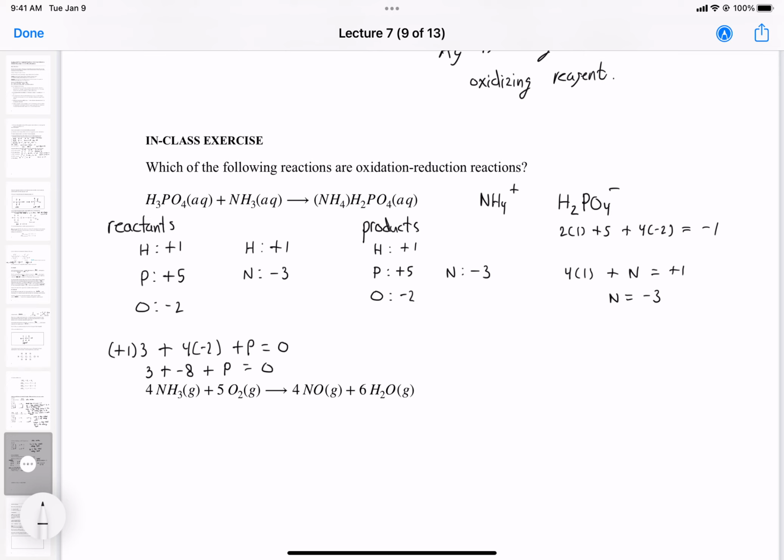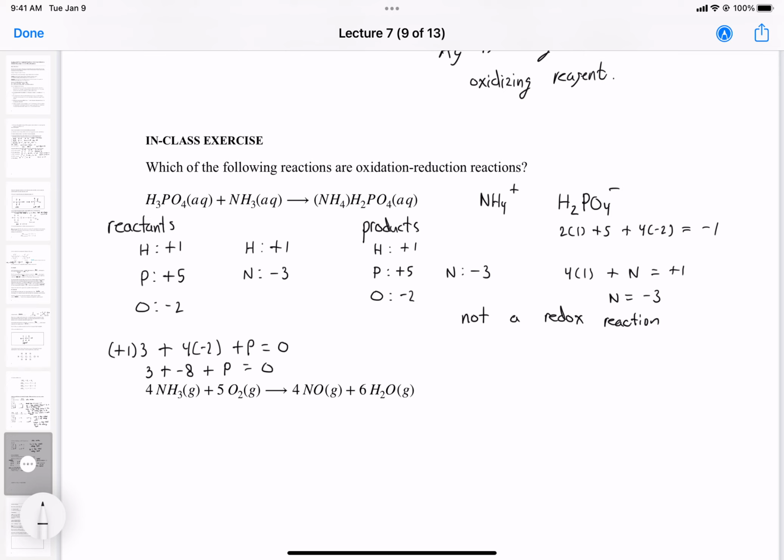So in this case, nitrogen is -3 and phosphorus is still +5. So this is not a redox reaction, because if we think about it, the hydrogen stays the same, still +1. Phosphorus is still +5. Nitrogen is still -3. Oxygen is still -2. So all the atoms have the same oxidation state before the reaction and after the reaction. So this is not a redox reaction.